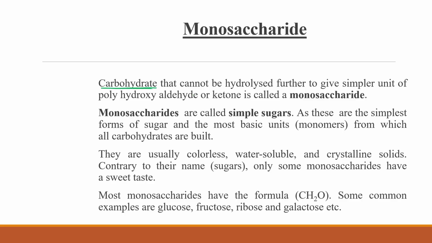So carbohydrate that cannot be hydrolyzed further to give simpler units of polyhydroxyaldehyde or polyhydroxyketone is called monosaccharide. This is the simplest unit, primary unit of carbohydrate. Okay, so carbohydrate that cannot be hydrolyzed further to give its simplest unit, polyhydroxyaldehyde or polyhydroxyketone, is called monosaccharide.